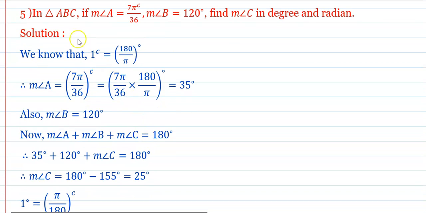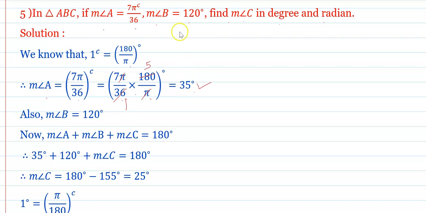Now the next, in triangle ABC, if the measure of angle A is equals to 7 pi radian upon 36, measure of angle B is equals to 120 degree. Find measure of angle C in degree and radian. Now 1 radian is equals to 180 upon pi degree. The first is measure of angle A is equals to 7 pi upon 36 radian, that is equals to 7 pi upon 36 into 180 upon pi. Again this pi gets cancelled. Okay. Next 36 ones are 36 and 36 5s are 180. 7 into 5 you will get 35 degree, and hence this radian is converted into the degree.